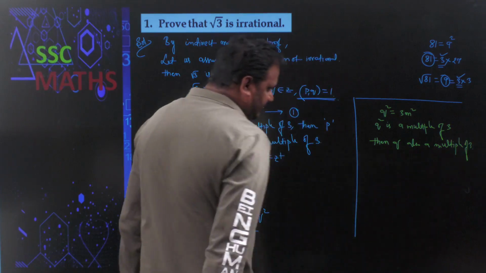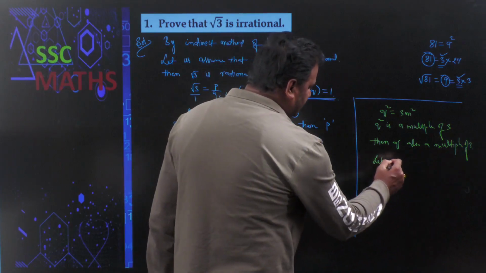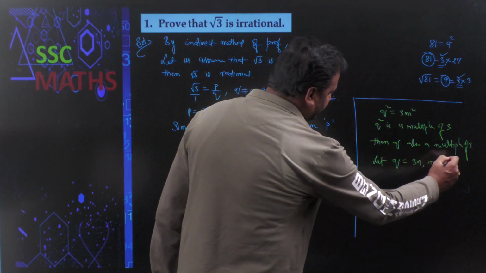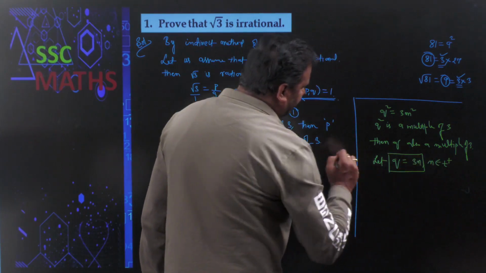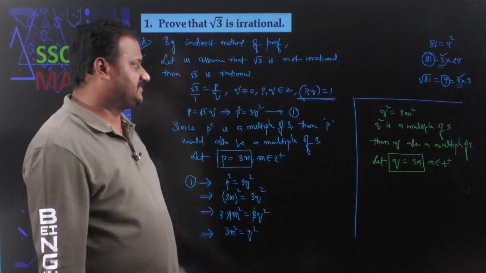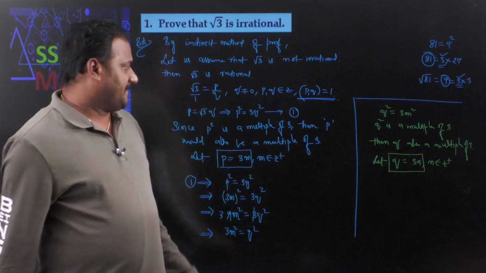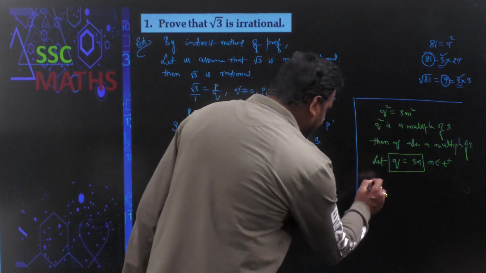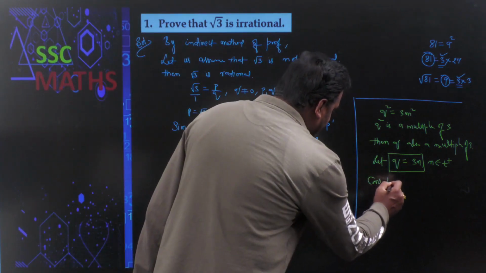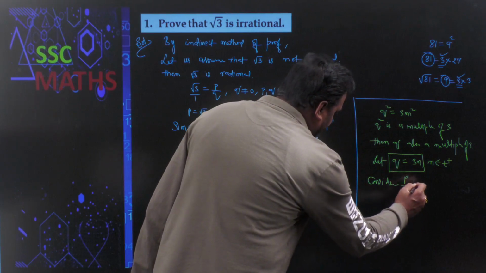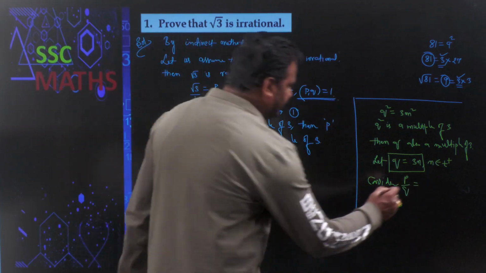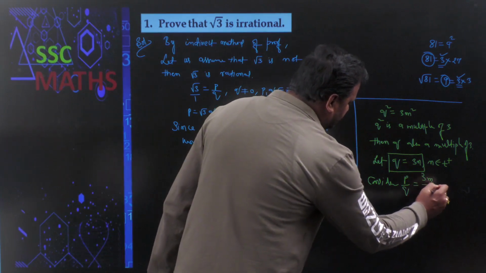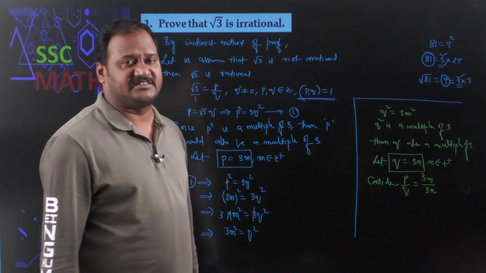Since q is a multiple of 3, can I take q equal to 3 into n, where n is any positive integer, right? So q can also be expressed as 3 into something. p is equal to 3 into something, q is equal to 3 into something. Now I am going to consider p divided by q. What is p here? p is equal to 3m divided by q is equal to 3n. So 3m divided by 3n. What is 3m divided by 3n?